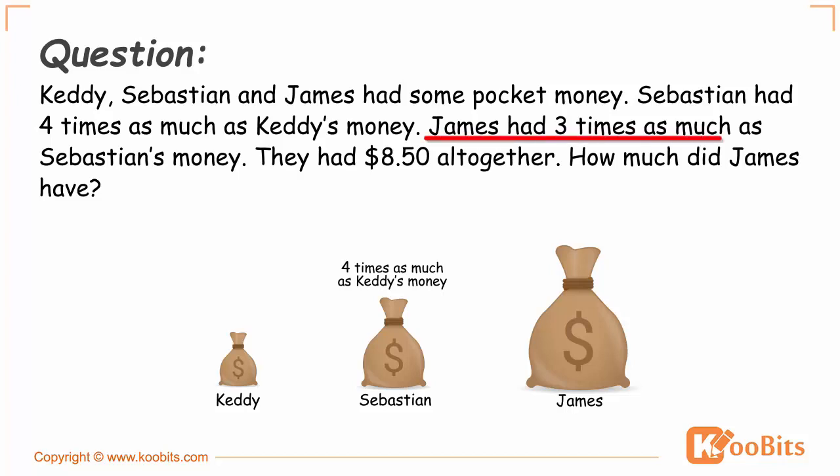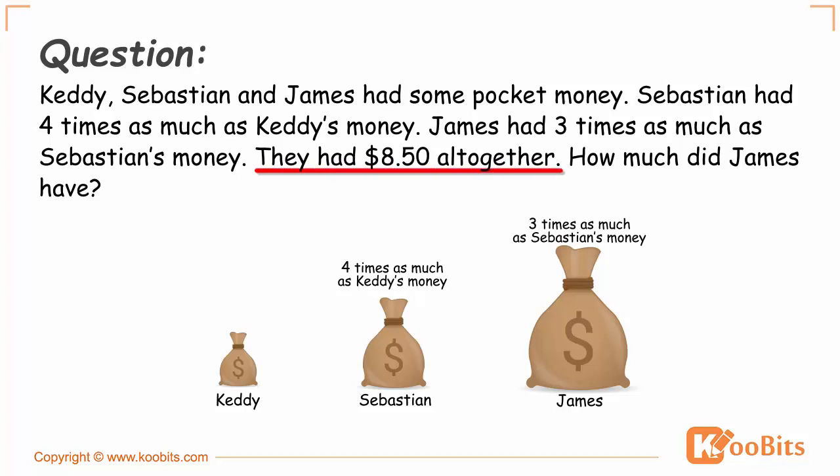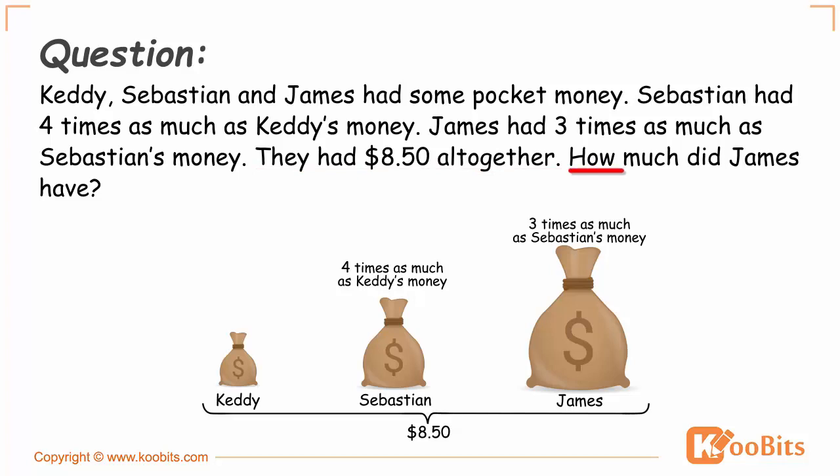James had 3 times as much as Sebastian's money. Do we know how much James had? No, we were not given this information directly. However, the amount James had was 3 times the amount Sebastian had. They had $8.50 altogether. Their total amount was $8.50. How much did James have? The question asks us to find the amount James had.